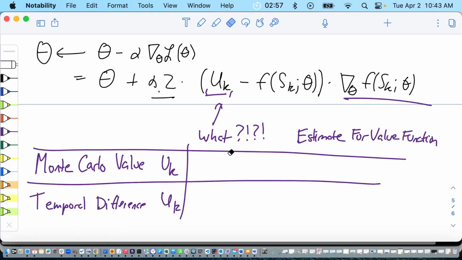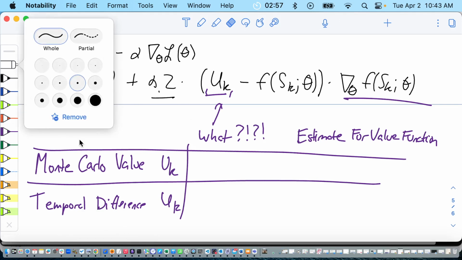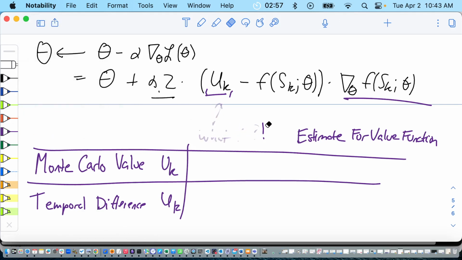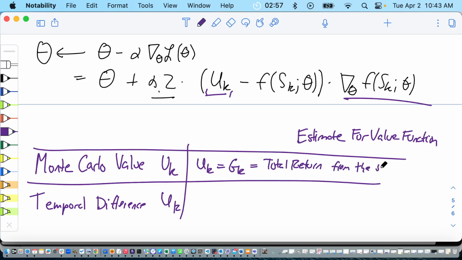U_t equals G_t, or U_k equals G_k, is the total return from the state S_k in this episode. And again, this involves waiting until the end of the episode. Another potential place you could go wrong is, remember, things that happened in the past don't matter.